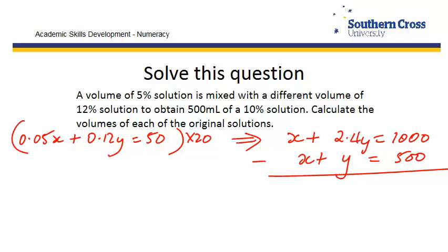Now, this time we need to subtract, and we'll get 1.4y is equal to 500. So y is equal to 500 divided by 1.4, which is 357. And because the two quantities have to add up to 500, we know that x is 500 minus 357, which is 143.